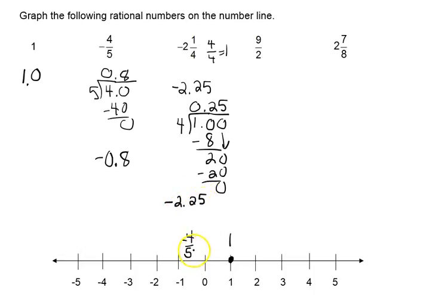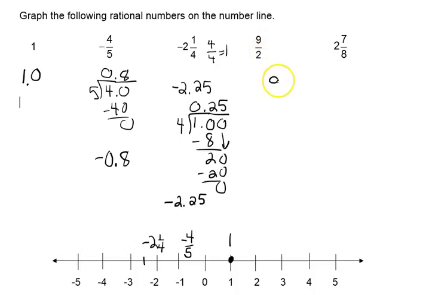-2.25. So if I'm graphing that on the number line, here's -2. -2.5 would be there, and -2.25 is actually greater than -2.5, so it should be closer to 0 on the number line. So that's going to be right there. That's our -2 1/4.